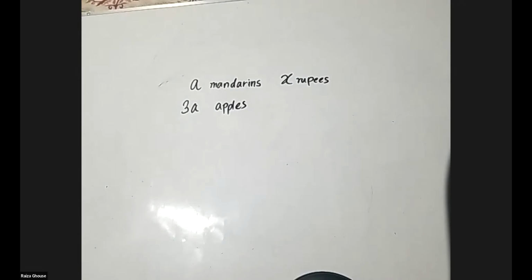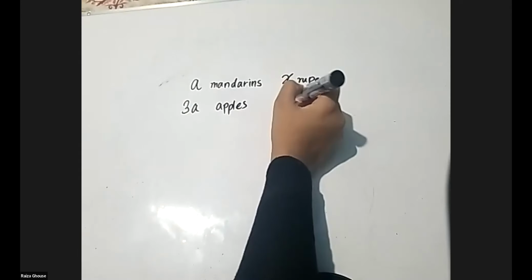Price of 1 apple is twice the price of a mandarin. He bought 3A apples. 1 apple is 2x rupees. These are the data.